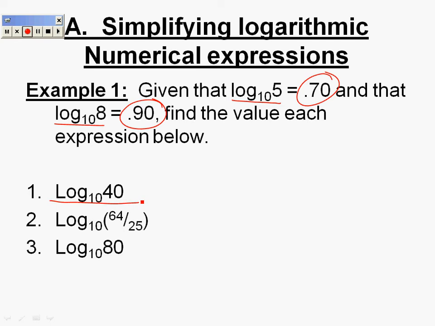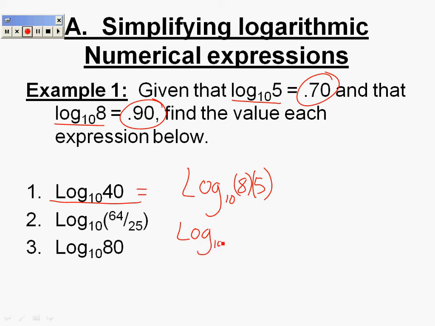But here's the cool thing. Is there any way I could turn that 40 into an 8 and a 5 because I know what those are? What would it be? How can I make 40 somehow an 8 and a 5? 8 times 5, right? So watch. I can rewrite that 40 as something I know, 8 times 5. Why would I want to do that? Well, we had a law of logs last class that told us that multiplication can be rewritten as what?